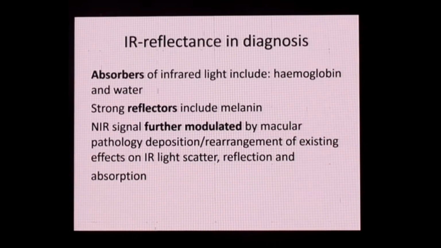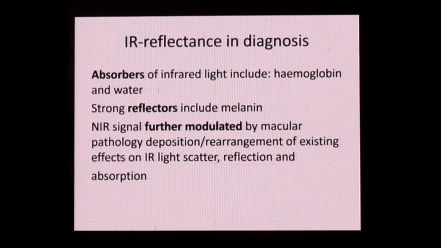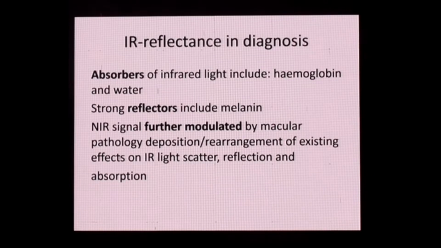But the signal coming back to the detector is further modulated by macular pathology, deposition, and rearrangement of nice linear structures at the back of the eye that alter the signal. I'm going to give you examples of that and how we can use it to detect quite subtle changes that autofluorescence and fluorescein angiography cannot.